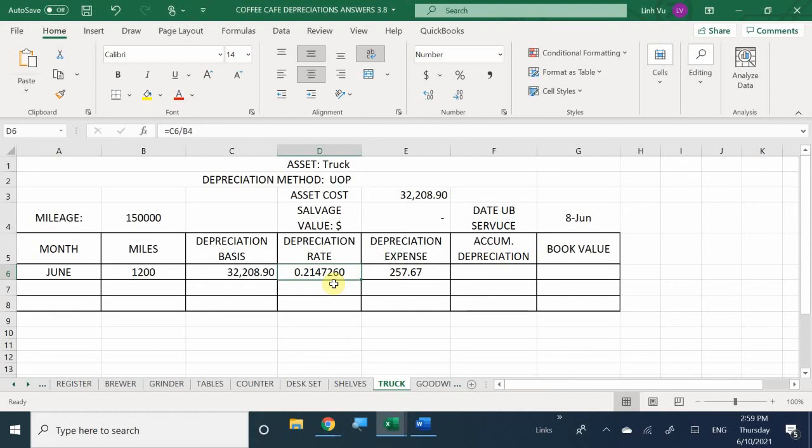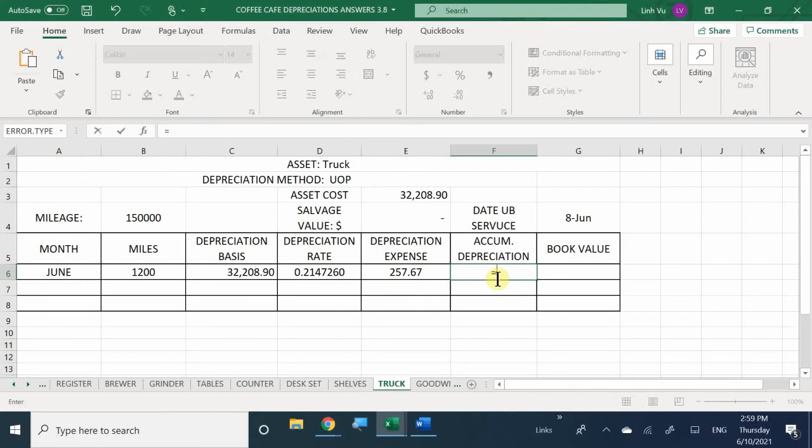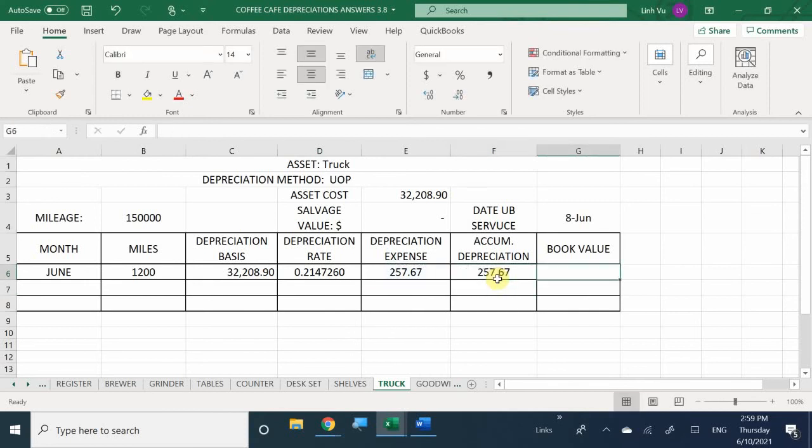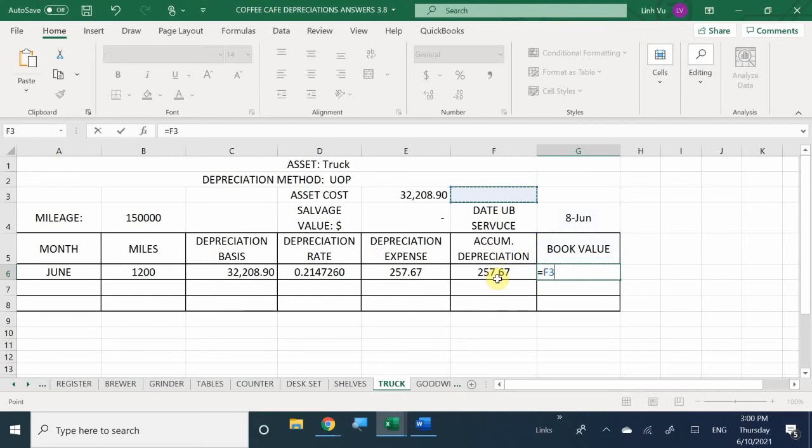All right, good. So because this is the first month of depreciation, our accumulated depreciation is going to be the same. So therefore, what should my book value be?